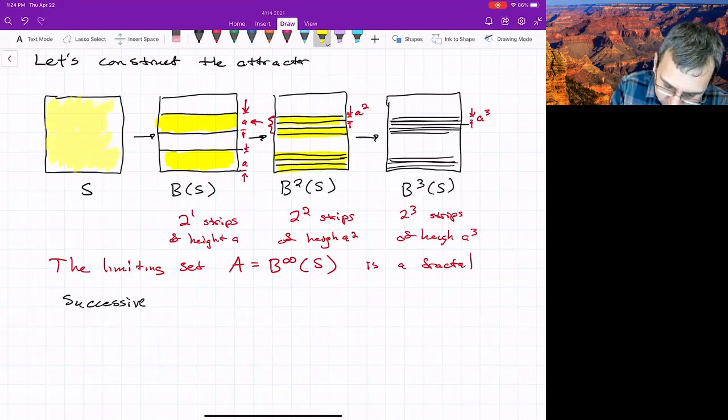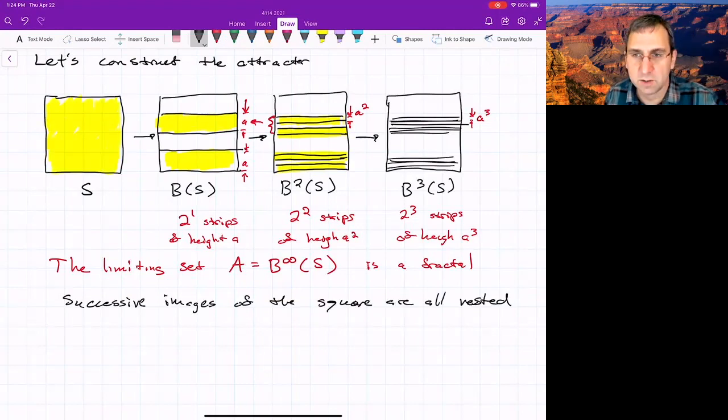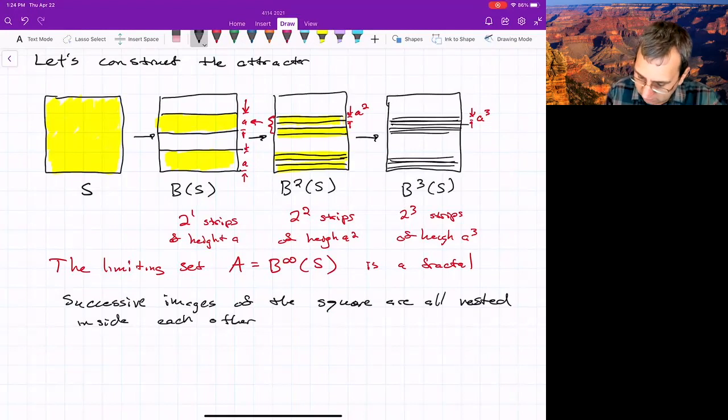These are the initial conditions. So successive images of the square are all nested inside each other. One way that we could write that is B^(n+1)(S) is a subset of B^n(S).